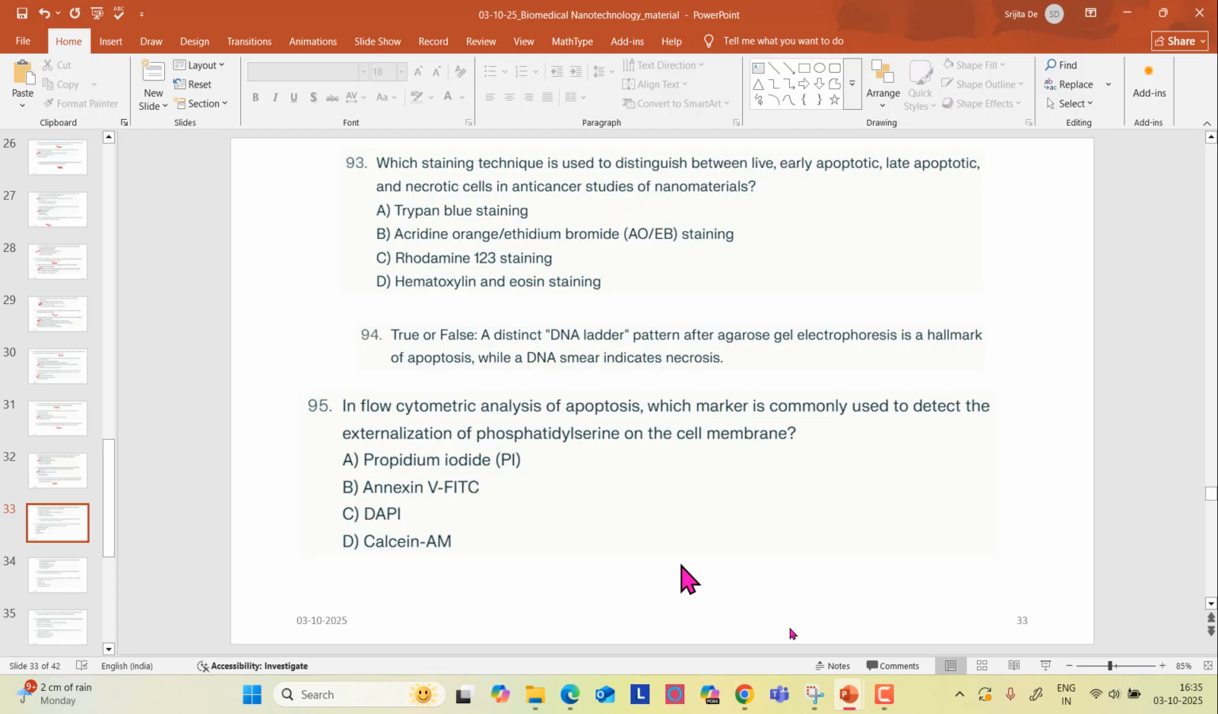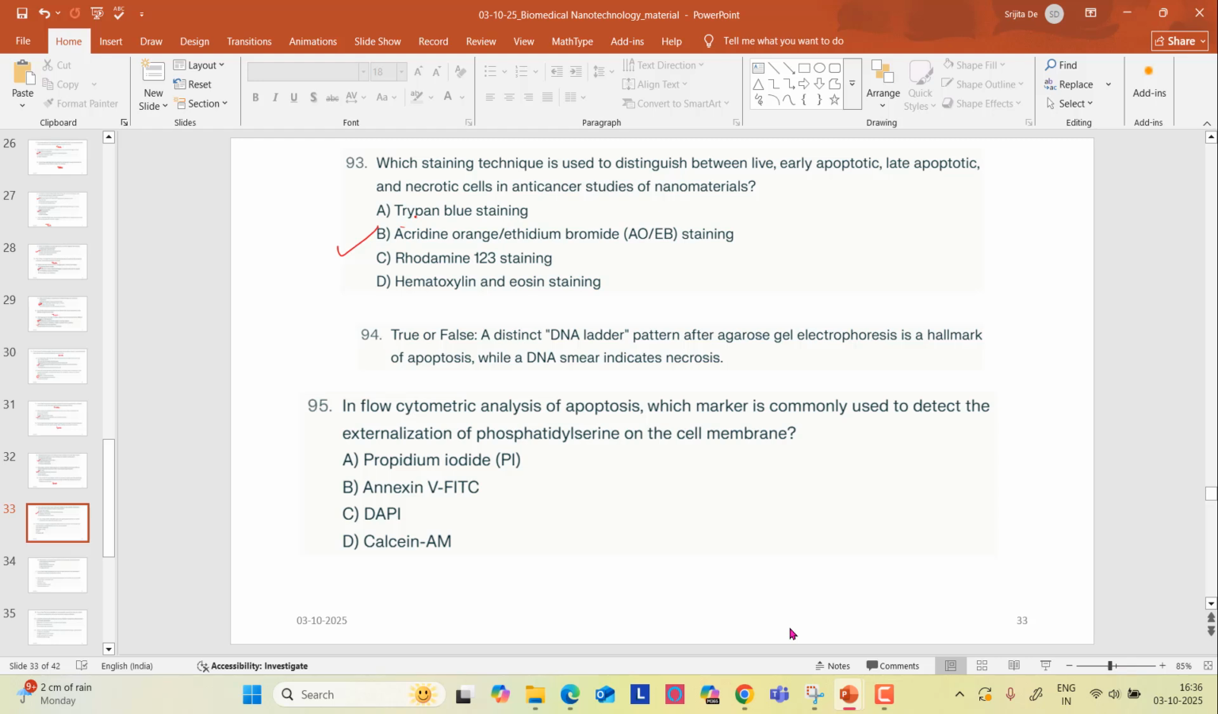Which staining technique is used to distinguish between live, early apoptotic, late apoptotic, and necrotic cells in anti-cancer studies of nanomaterials? So it is the AO/EB staining.